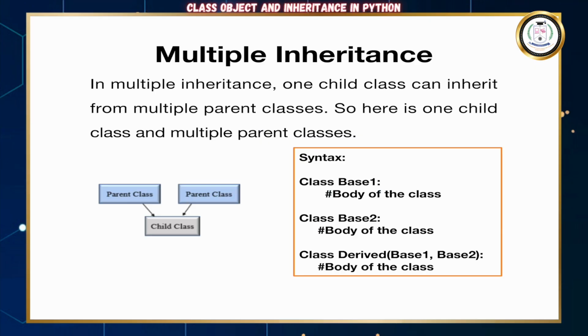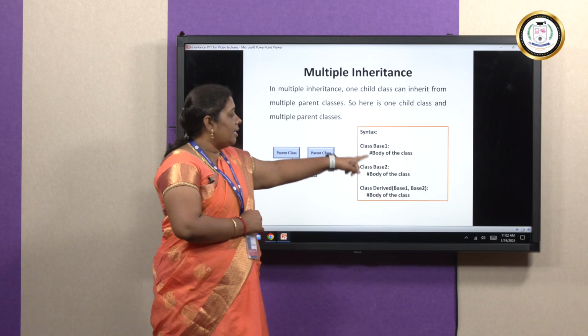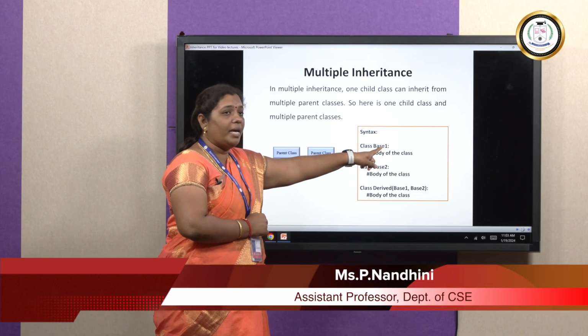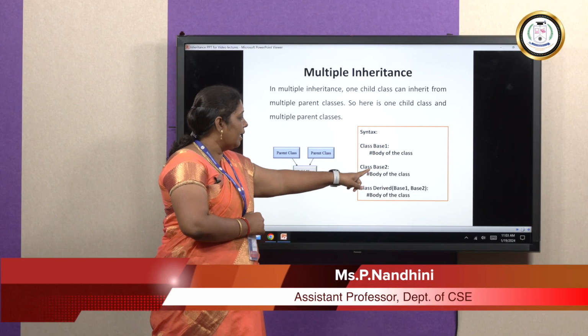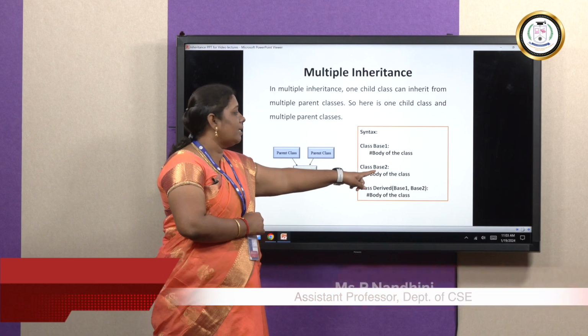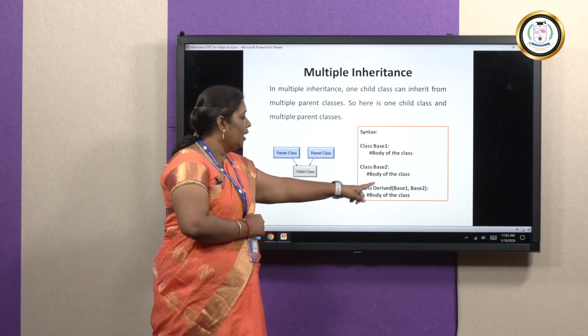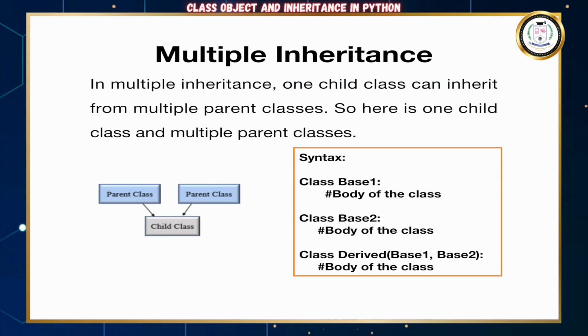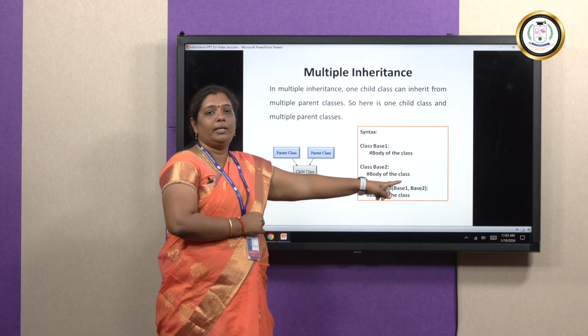Next type is multiple inheritance. In multiple inheritance, there is only one child class and more than one parent class. This is the syntax. Class Base1 is the first parent class, Base2 is the second parent class. The third one is the derived class, which means the child class. Inside the derived class, we have to mention both parent classes, then only it will be inherited.